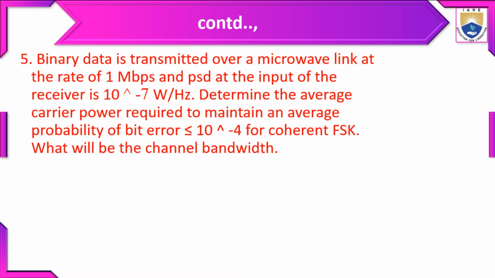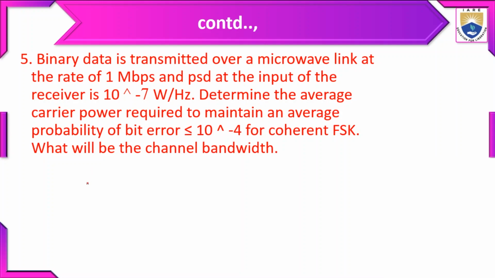So here they ask two parameters. One is the carrier power and another one is the channel bandwidth. Here also they have given the bit rate, the noise spectral density N0, and the probability of error less than or equal to 10 power minus 4.